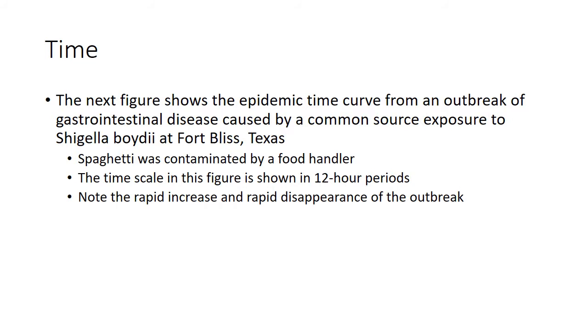In the next figure, we're going to show you an epidemic time curve from an outbreak of GI disease that was caused by exposure to Shigella at Fort Bliss in Texas. Basically, we had spaghetti that was contaminated by a food handler, and you're going to notice that the time scale here has been shifted down to 12-hour periods. You're going to note the rapid increase after common exposure and then the rapid disappearance of the outbreak.